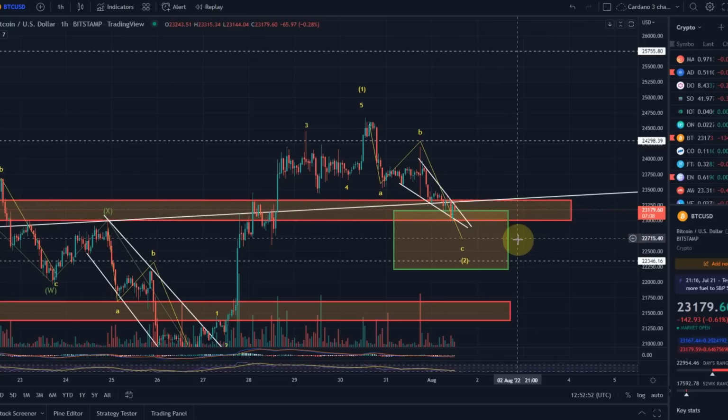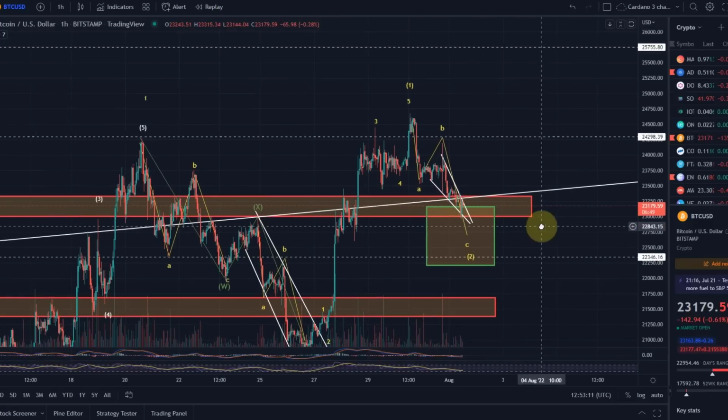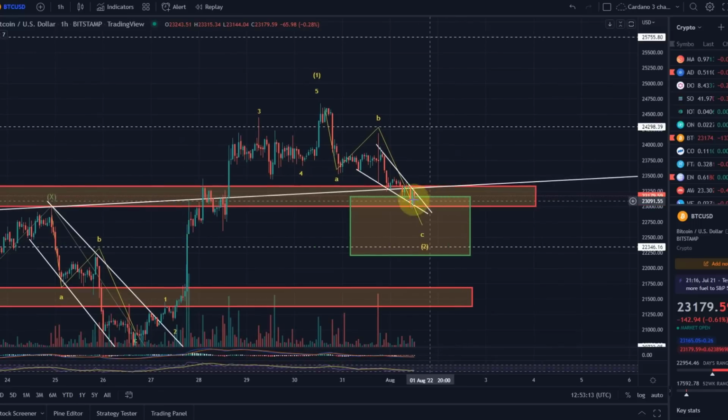If we look at technical support, we had previous support around 22.9k. Those swing lows could be another support level. There's also the wave X high, which is something to keep an eye on. It's a bit lower than that, more around 22,830. But really, anywhere in here, there's lots of stuff to look at. I think a good indication would be a breakout of that wedge to the upside.